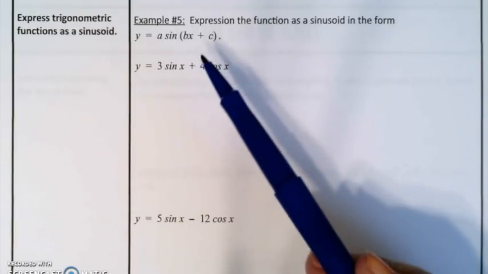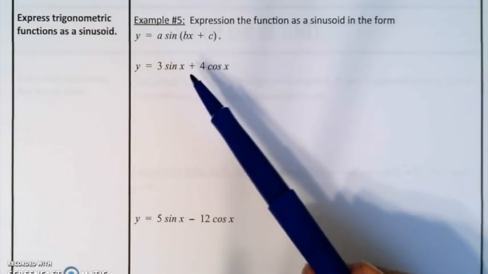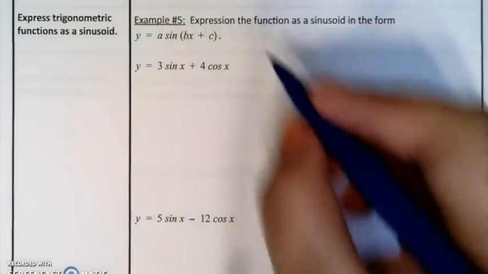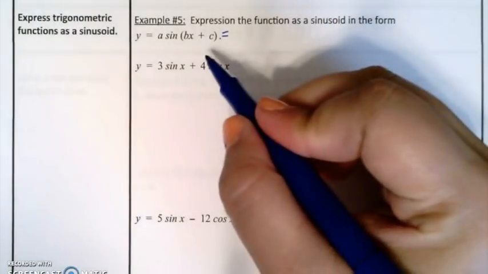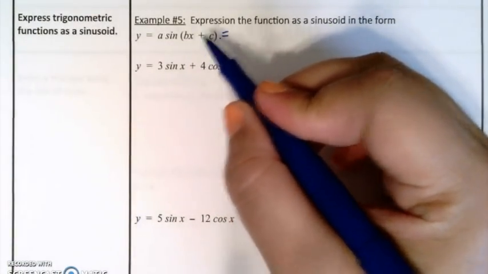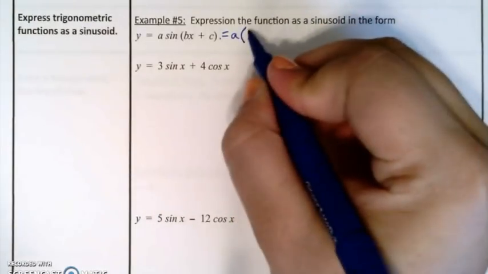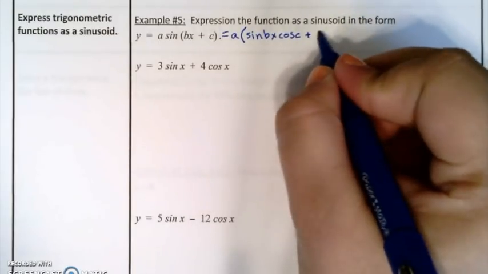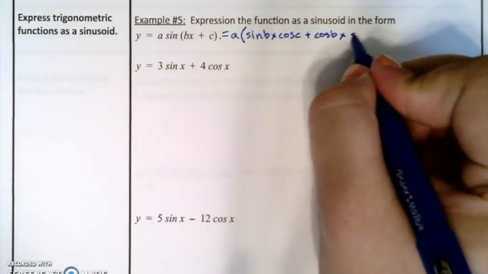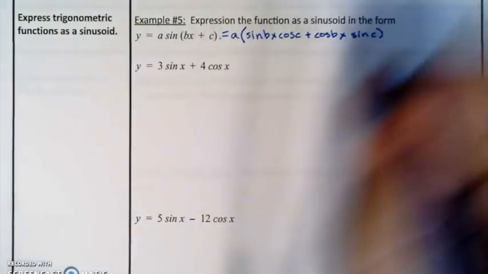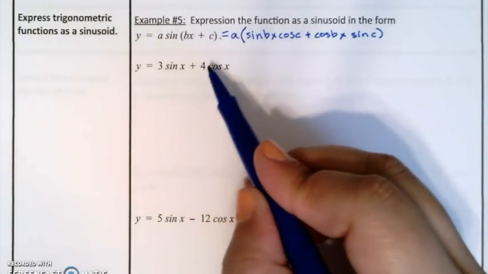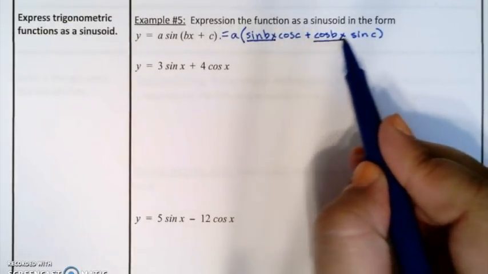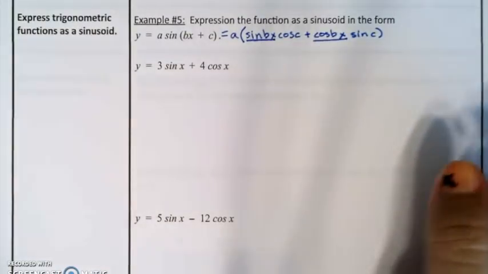We're going to need to use something that uses a sum, and the way to think of it is first to look at what we want. So we want it in this sinusoidal form, and we can actually expand this sinusoidal form using the sine of a sum. So a times sine of bx cosine of c plus cosine of bx times sine of c. Now we want something times sine of x plus something times cosine of x. So notice here I have a sine of x and a cosine of x, and it has a b, but we'll figure that out in a second.